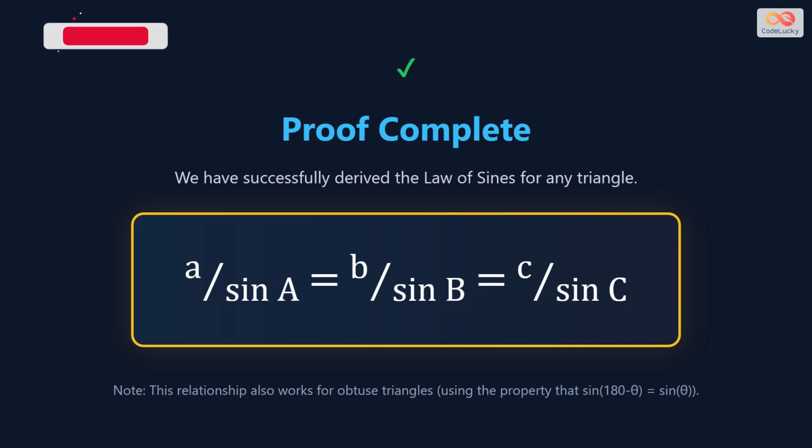And there we have it. By simply using the altitude to create right triangles, we have proven the law of sines. This relationship holds true for every triangle in existence, making it an essential tool in geometry and trigonometry.